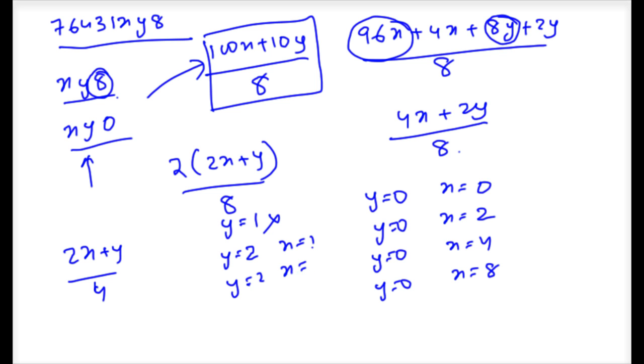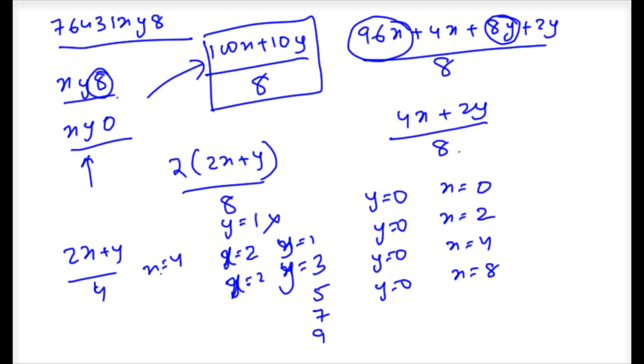Let's check. 1, 3. 3 into 2 is 6, 6 plus 2 is 8, so x can be 3. Then x can be 5: 5 into 2 is 10, 10 plus 2 is 12, divisible by 4. Then 7: 7 into 2 is 14, plus 2 is 16, divisible by 4. 9 into 2 is 18, yeah. I'm making some error here. So it is x that is equal to 2, and y is 1, 3, 5, 7.